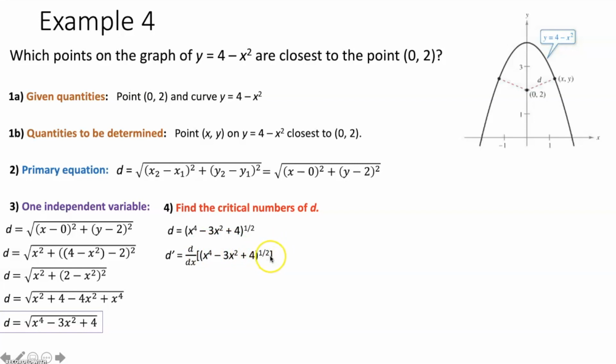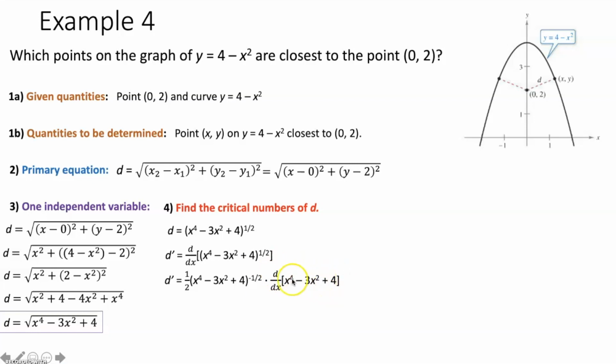So when I use the chain rule here, I'm going to take the derivative of the outer function first. So it's going to be 1/2 x to the fourth minus 3x squared plus 4 to the negative 1/2 power. Then I'm going to multiply by the derivative of my inner function, the derivative of x to the fourth minus 3x squared plus 4. Now we can simplify this. This x to the fourth minus 3x squared plus 4 to the negative 1/2 power, I can bring down to the denominator so that it has a positive exponent.